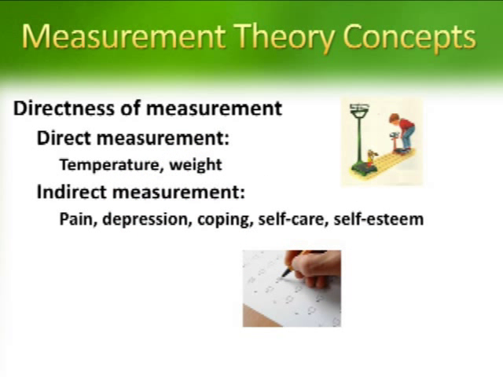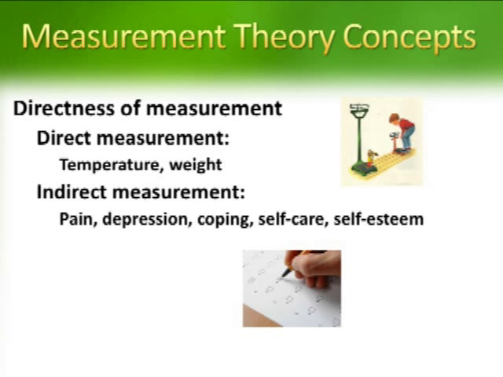Well, there are a few measurement theory concepts that we need to look at before we talk about data collection. One is the directness of measurement, and we're going to look at direct measurement, which would include temperature and weight, and indirect measurement, which would be things like pain and depression. To measure, the researcher must first identify the object, characteristic, or element to be measured.